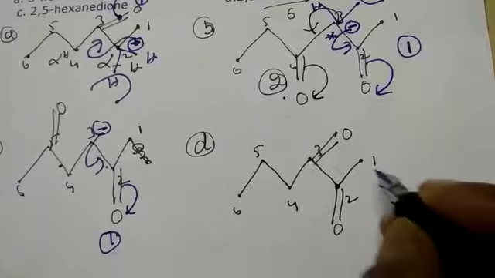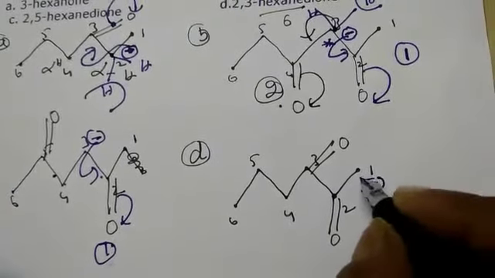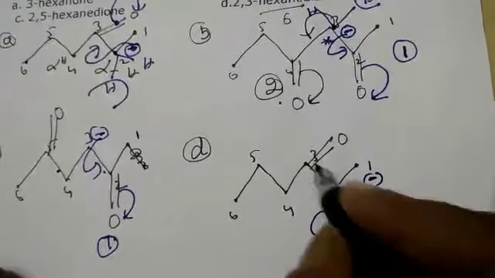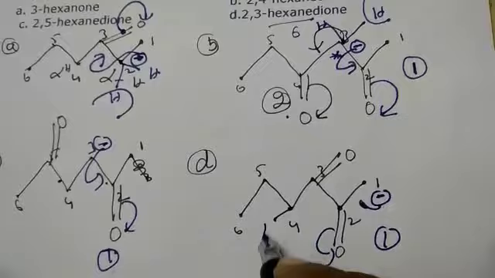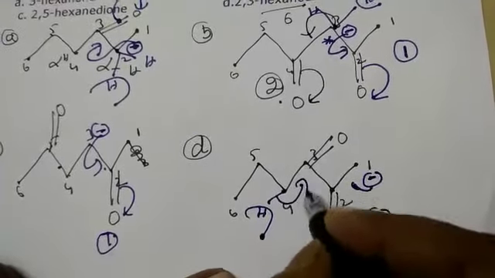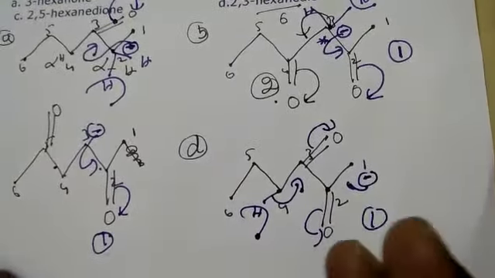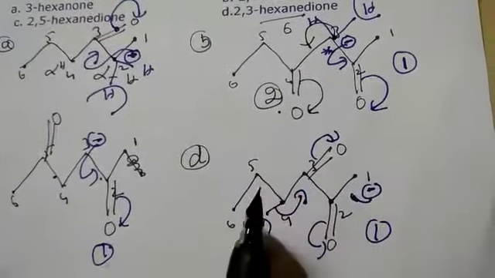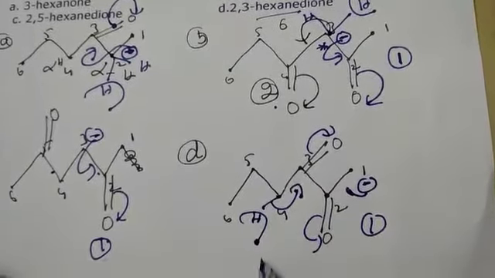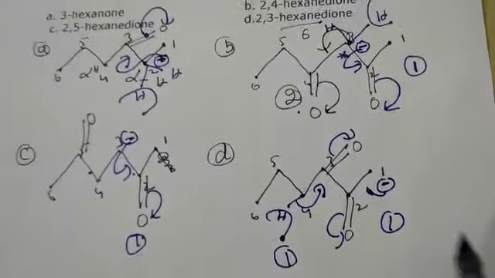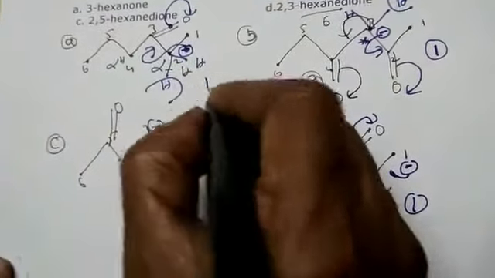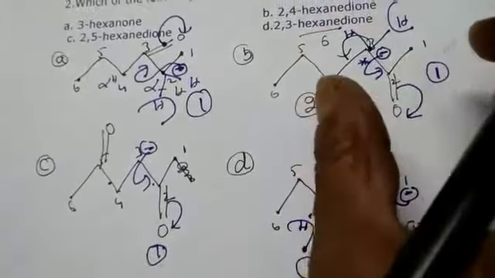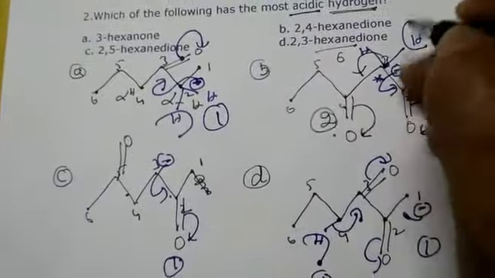The same case here. If you get the minus charge here, it is moving here, and here 1 shift is possible. There is no other shift. Whether you remove this hydrogen or this hydrogen, you have the probability of 1 shift and 1 shift only. So comparing everything, this is also 1 shift, whereas here 2 shifts are possible, which means in this structure this hydrogen is ready to remove.